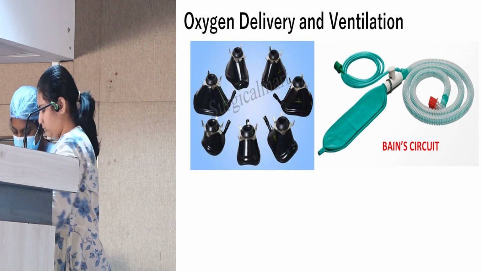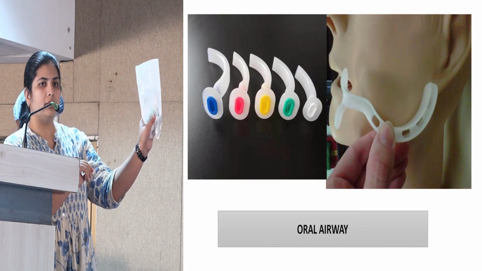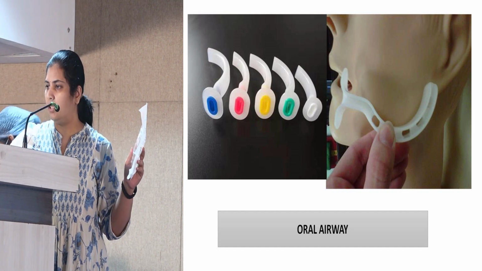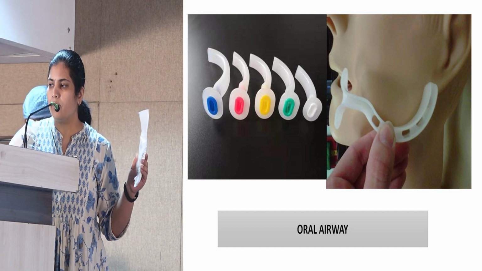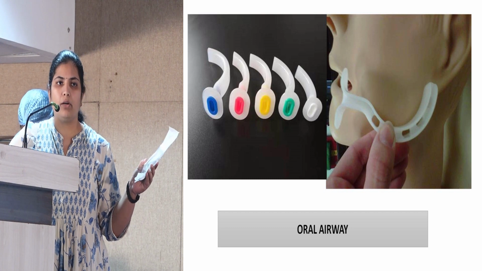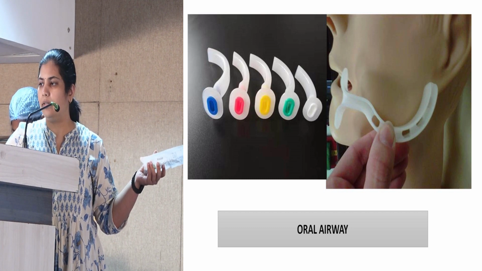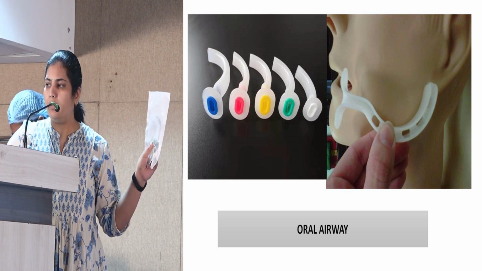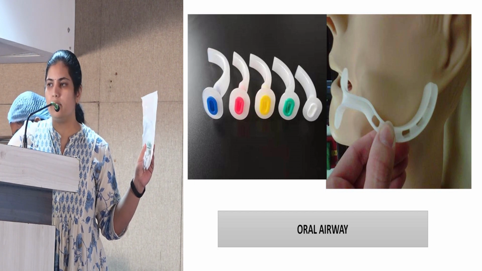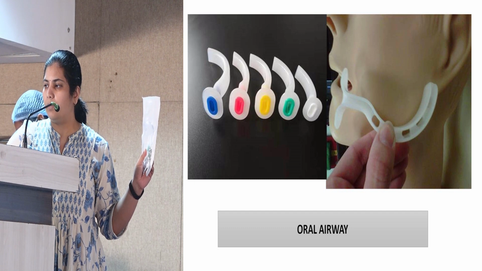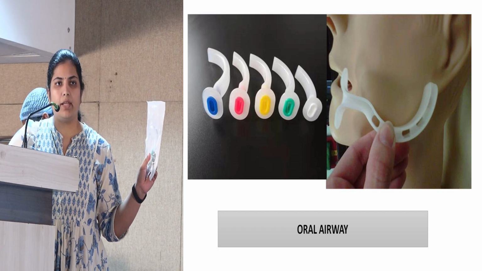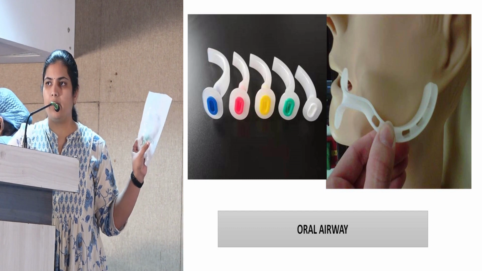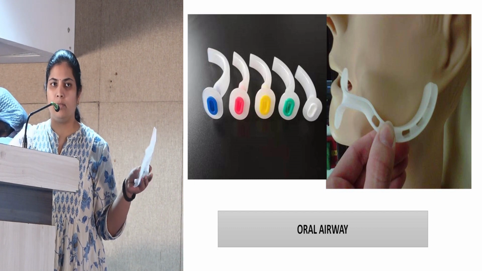This is the oral airway. There are various sizes. For a normal adult, you use a yellow or orange airway, and for a small adult we use a green-sized oral airway. Before using, we can measure the size from the angle of the mouth to the tragus of the ear. Whichever airway fits, that airway we have to use for the patient.